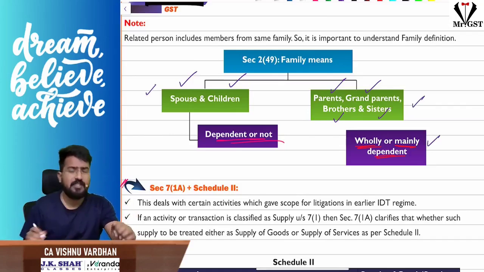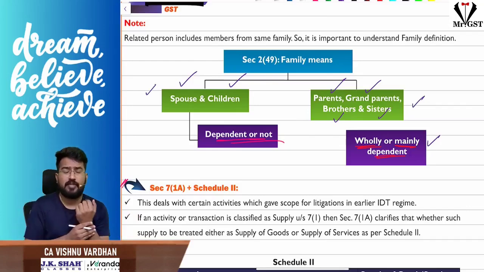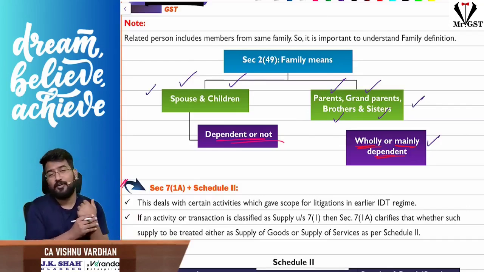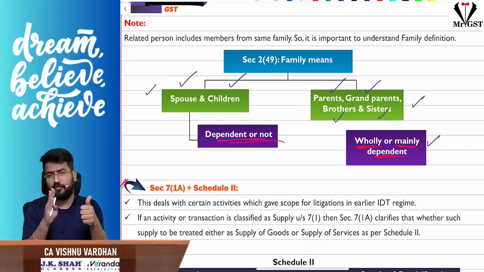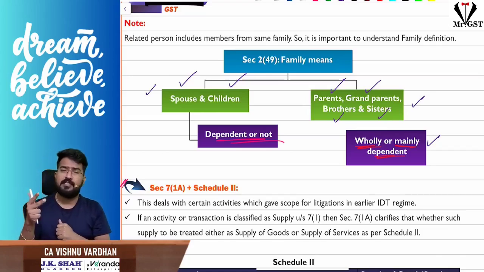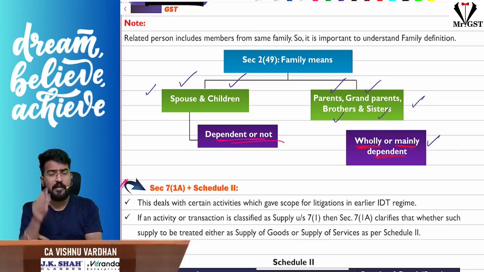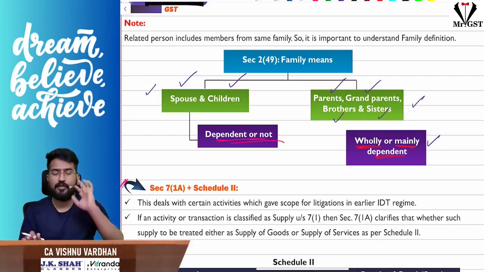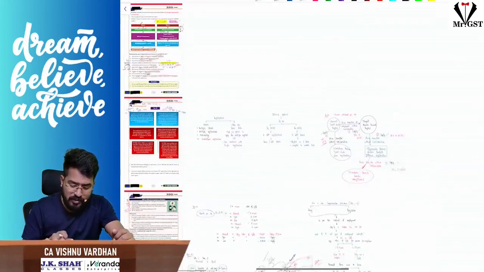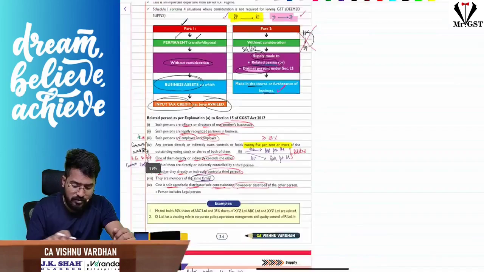But your spouse and children, they are your family no matter whether you like them or not. I mean, whether they are dependent on you or not, they are your family. So family definition is your spouse and your children always your family. Your parents, grandparents, brothers and sisters are your family only when they are wholly or mainly dependent on you. Then otherwise they are not your family. Okay, fine. So these are the meanings of related person. So these people are related person.